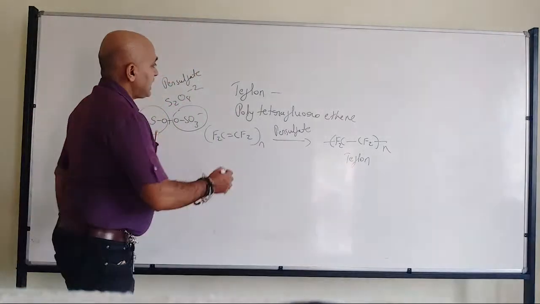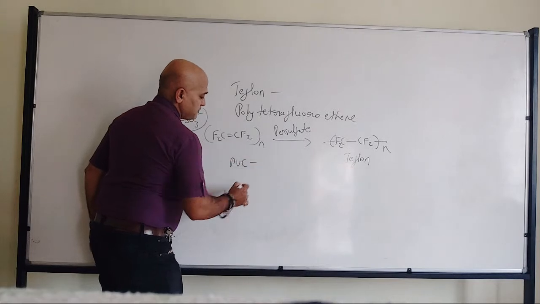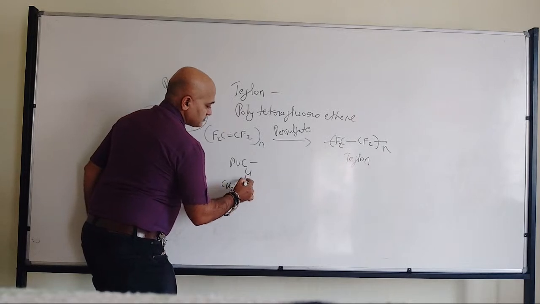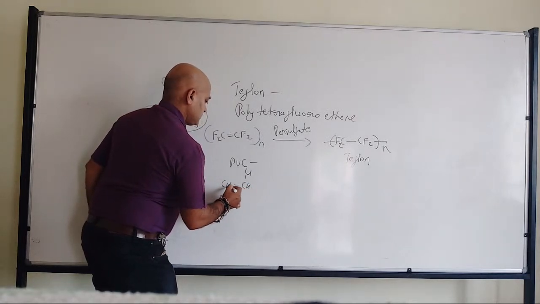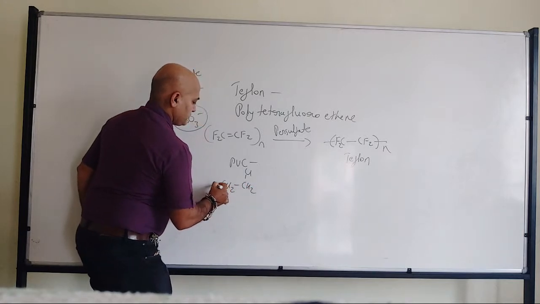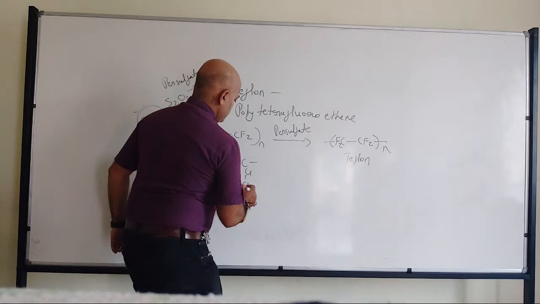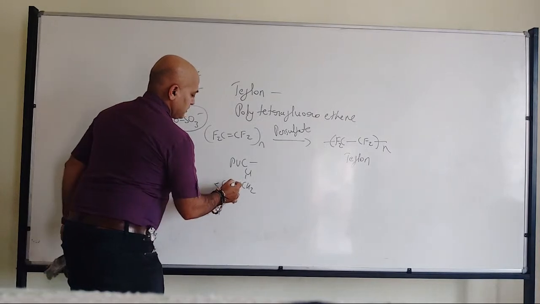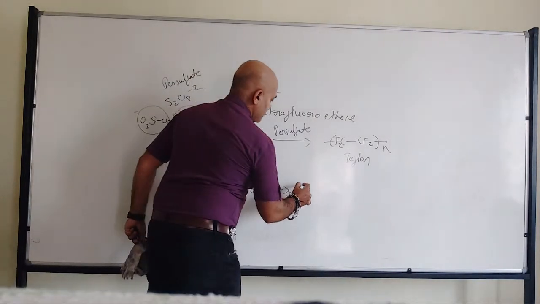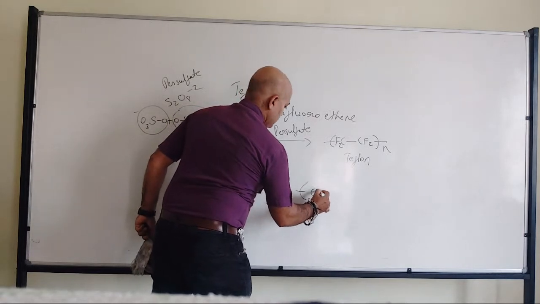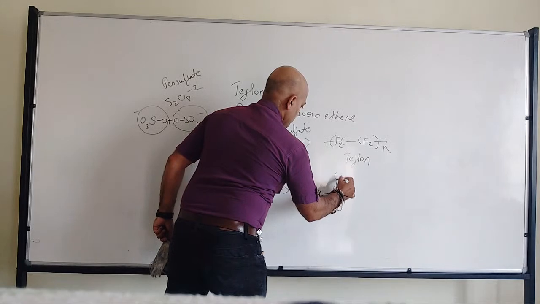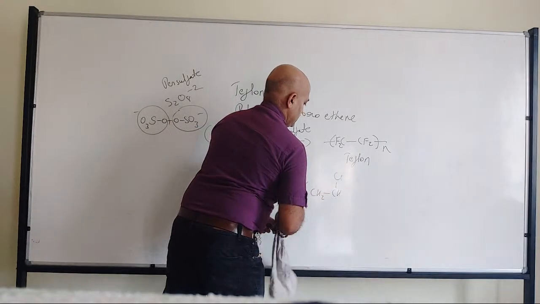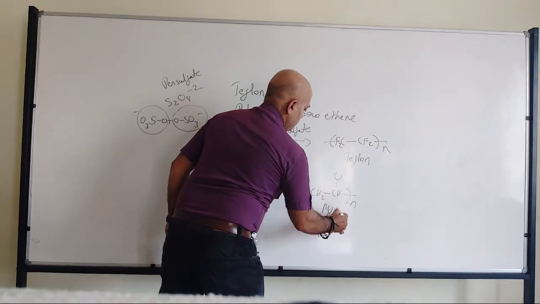Fine. So another example of an addition polymer is PVC. Here we have CH2=CHCl. This will be the monomer, with a double bond. Now once again, in the presence of radicals, they will get converted into CH2-CHCl repeating units. So that's where we have the PVC.